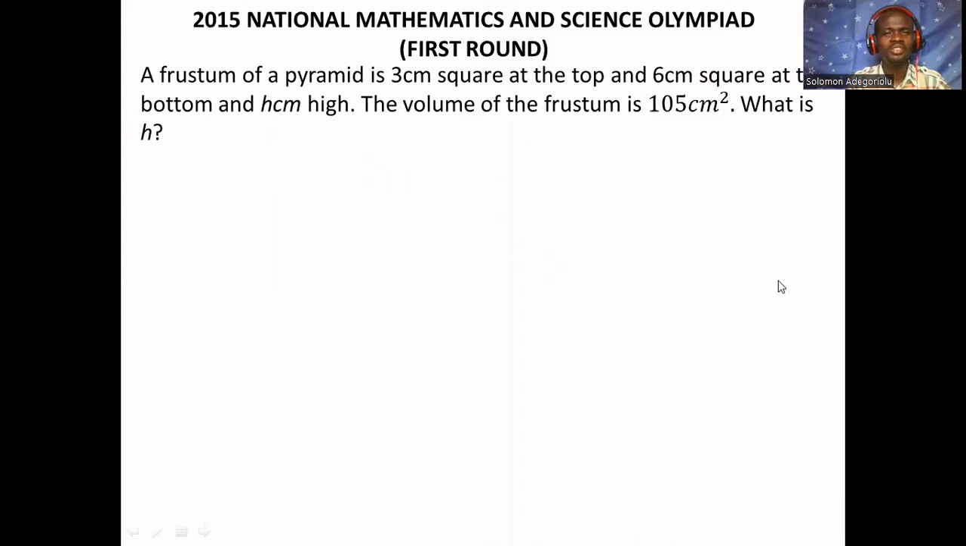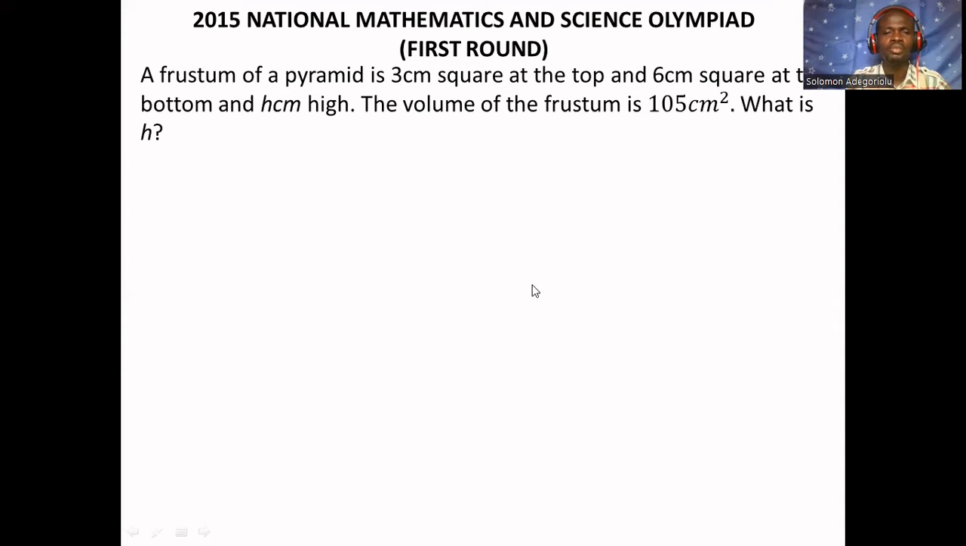Today we'll be looking at the 2015 National Mathematics and Science Olympiad, first round. The question says a frustum of a pyramid has a top area of 3 centimeters squared and a bottom area of 6 centimeters squared, and the height, h, is unknown. The volume of the frustum is 105 centimeters cubed. What is h, that is, what is the height of the frustum?